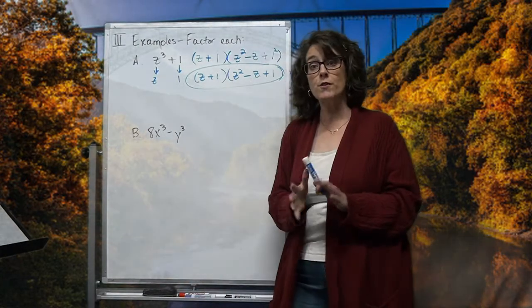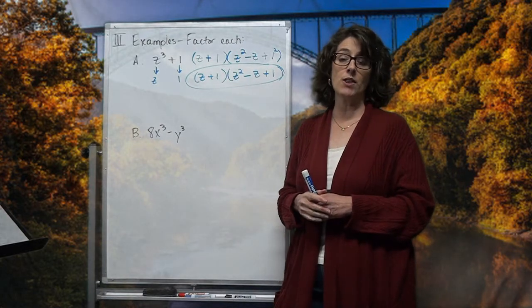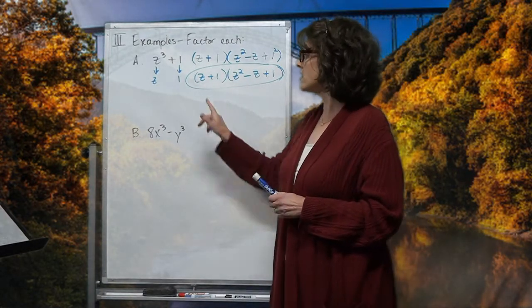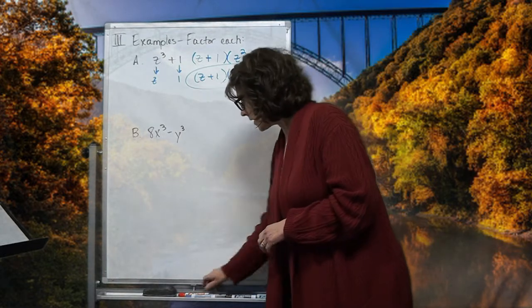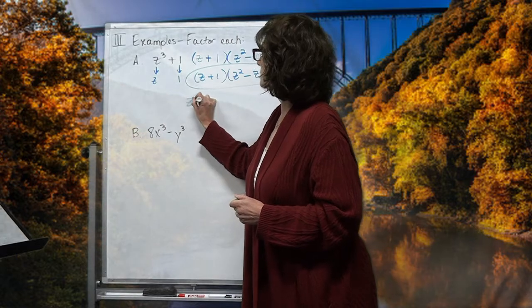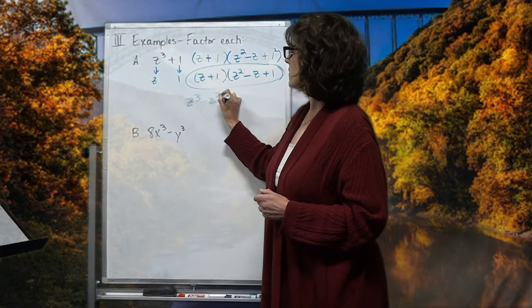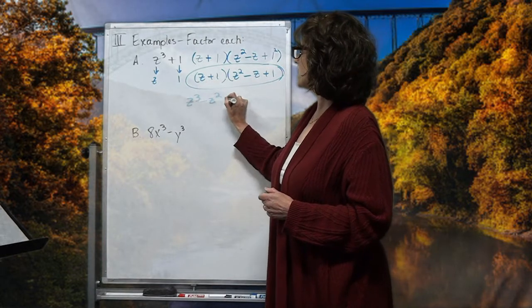Remember, sum and difference of cubes. Fill in the pattern. Call it done. You can't do anything else with it. Now when I go to check this, z times z squared is a z to the third. Z times negative z is a negative z squared. Z times 1 is positive z.